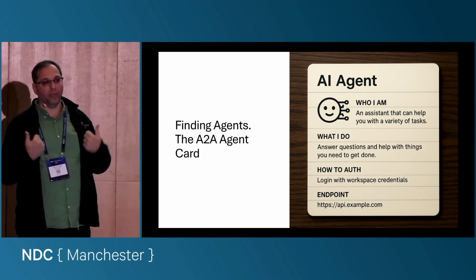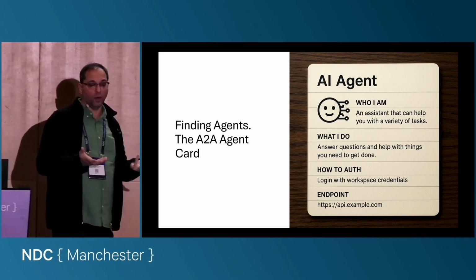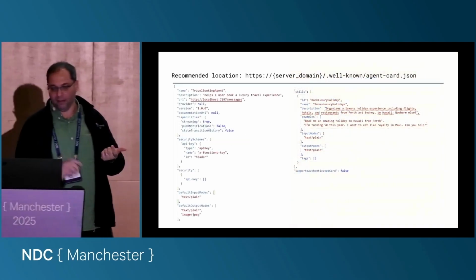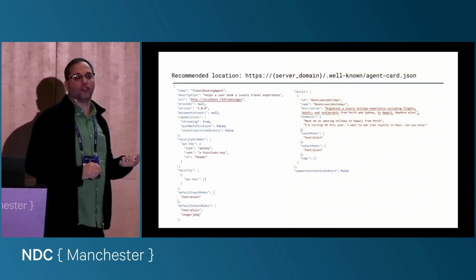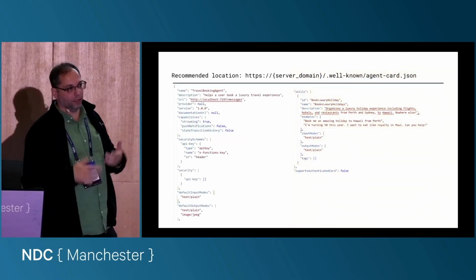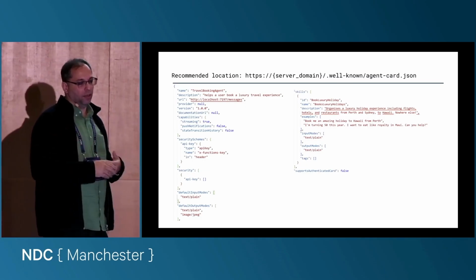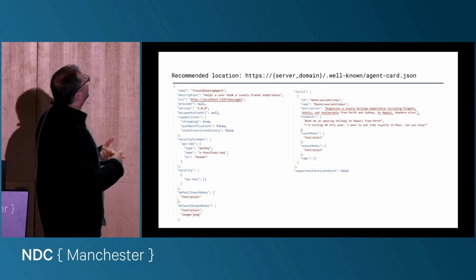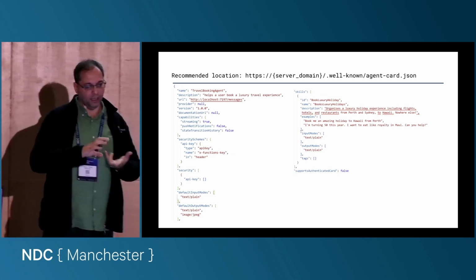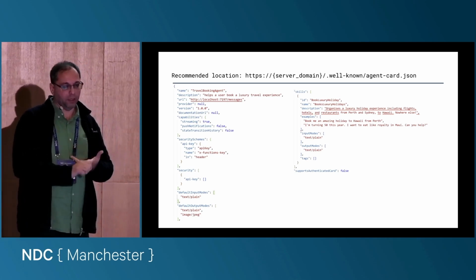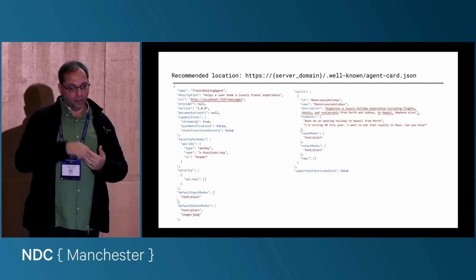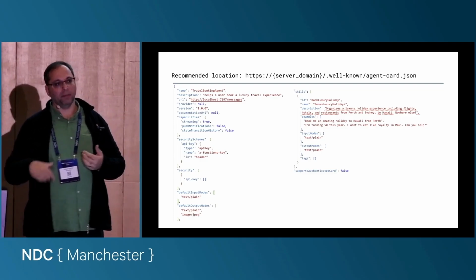How do you authenticate to me? What kind of credentials do I require? And what's my endpoint? So this is in a well-known agent card.json. So there's a format for it. It's in JSON. And it tells you, hey, I'm a travel booking agent, this is my URL, these are my security schemas, I need an API key, blah, blah, blah. And if you look at the right side, that's my skills.